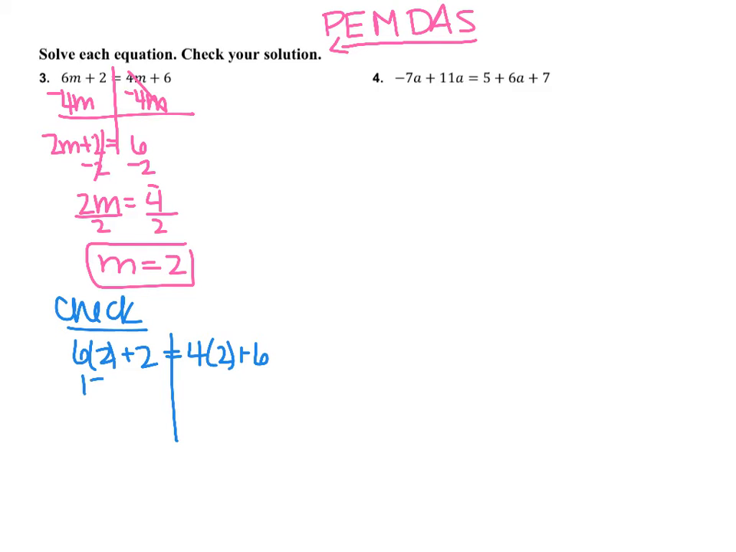6 times 2 is 12 plus 2, and 12 plus 2 is 14. So the left-hand side is 14. I want to see is the right-hand side 14. 4 times 2 is 8, and 8 plus 6 is 14. So since the two sides are the same, that one checked out. I know my answer is correct.